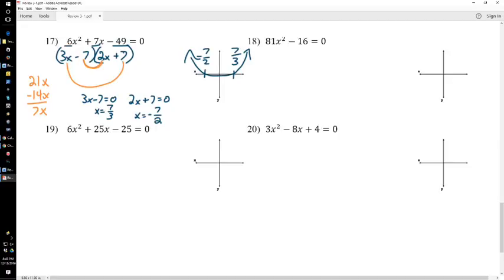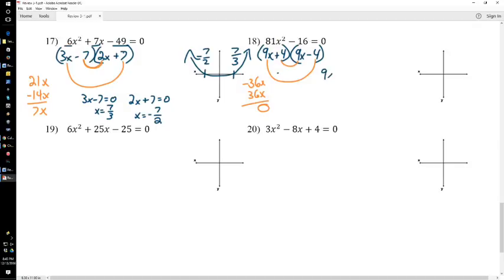Number 18, again, we're missing that middle term, so when we do the outside inside, it adds up to 0. So here we go. On the left, 2 things that multiply to 81. I'm going to guess 9 and 9. 2 things that multiply to the right are 4 and 4. And it's negative 16, so it's positive 4 and negative 4. When I do the outside inside, 9 times negative 4 is negative 36. 4 times 9 is positive 36. And those add up to 0, so that middle term has gone away. So we've done it right.